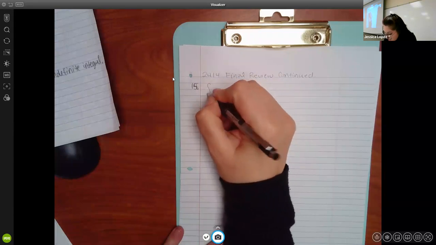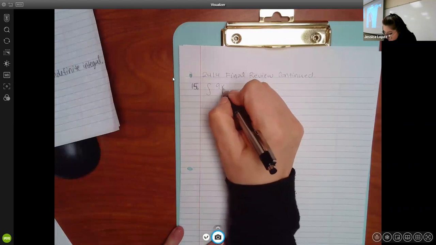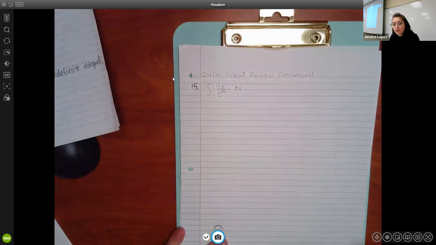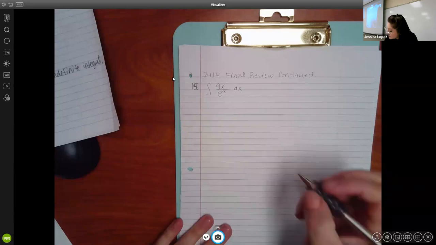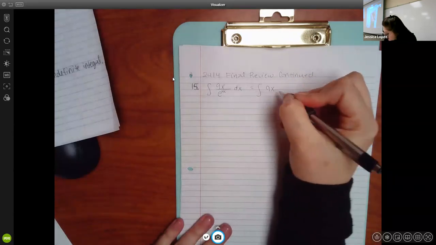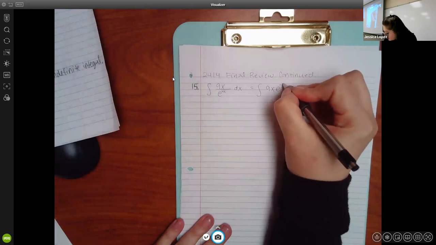So this one says, find the indefinite integral. Now, before I go to do my steps finding that, I actually want to rewrite this as 9x and then e to the negative 4x.